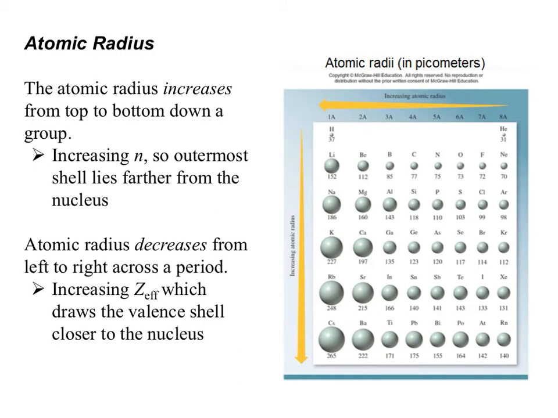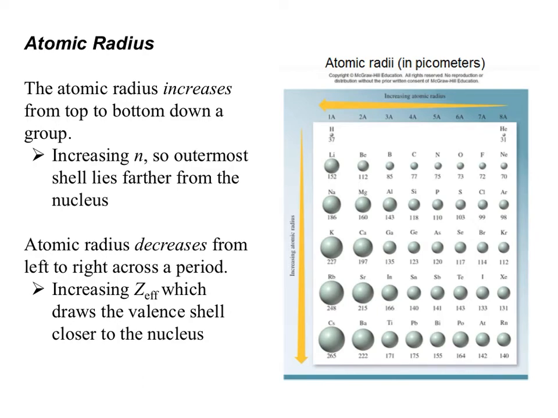Atomic radius. The atomic radius increases from top to bottom down a group, because increasing n, the quantum number, increases the energy level of the orbit and therefore causes it to be further away from the nucleus, i.e. you get a bigger radius. However, the atomic radius decreases from left to right across a period.